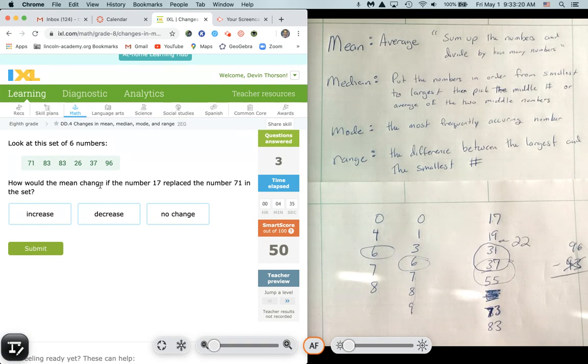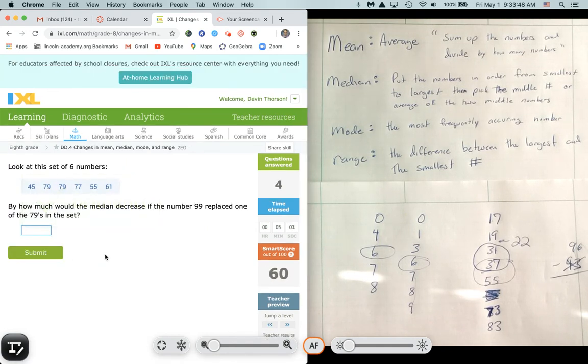How would the mean change if the number 17 replaced the number 71? Well, this is actually an easy one, because now let's think about what mean is. Mean is the average. So if I'm averaging all these numbers and I take away 71 and put a smaller number, if one of the numbers is smaller, the average or mean will go down. If one of the numbers goes down, the average will go down. So again, some of these should go very quickly if you think them critically through your head. Hopefully you don't have any issues with this.